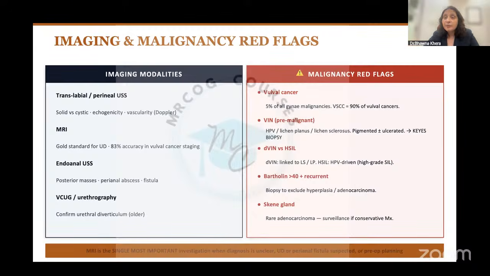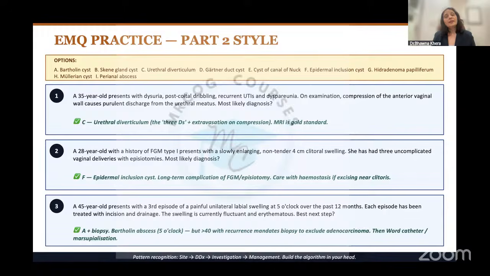See, at every point we are trying to rule out carcinoma in these various categories. Skin gland, rare adenocarcinoma, surveillance if conservative management. MRI is the single most important investigation when diagnosis is unclear. This is very, very important. And all the red flags will require biopsies to rule out vulval carcinoma. Let's talk about the EMQ practice here.